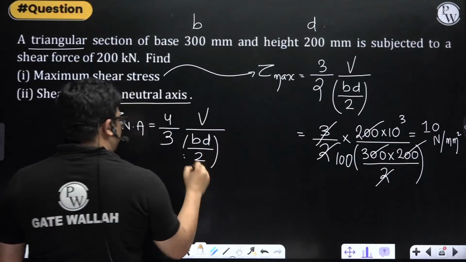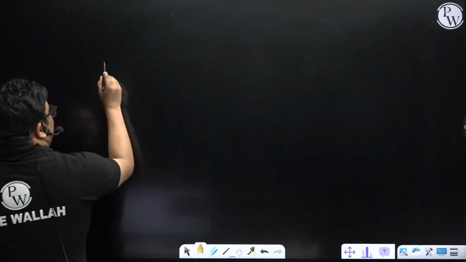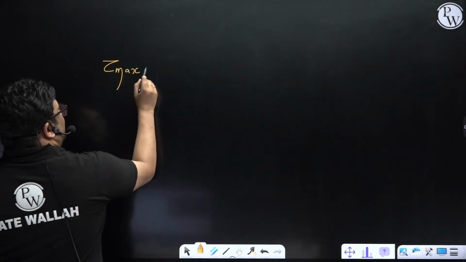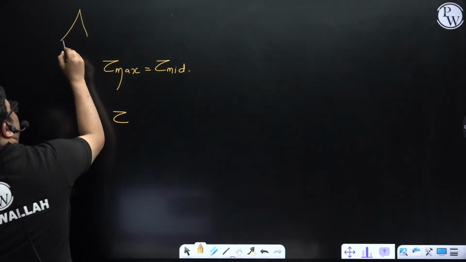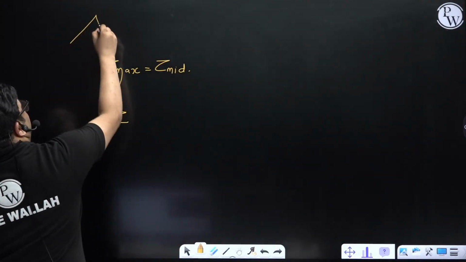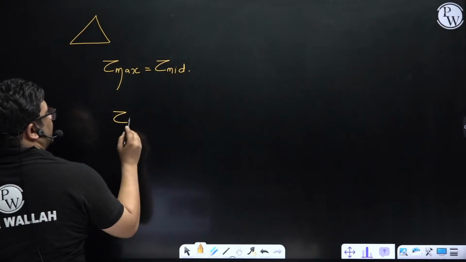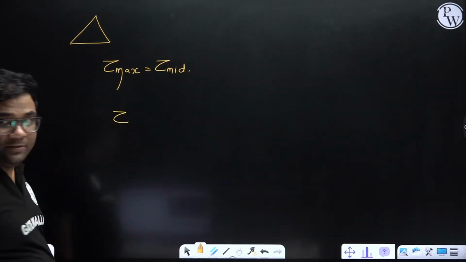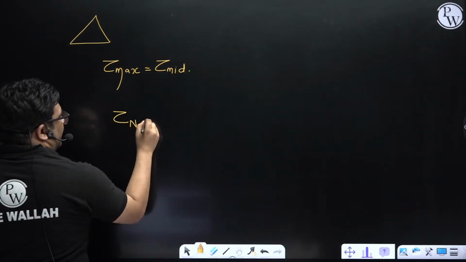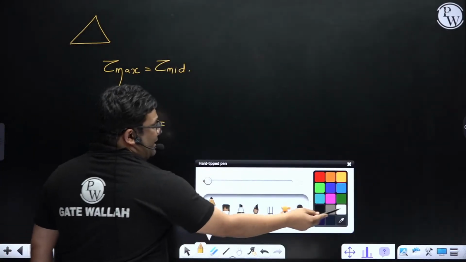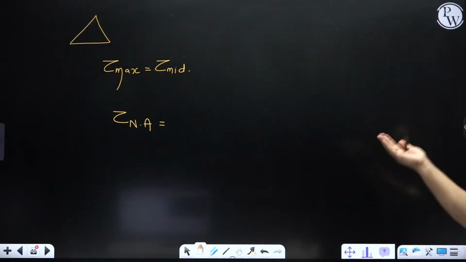Now students get confused. Now I'll tell you. They get confused that the maximum one occurs at midspan. Okay, very good. For a triangular section, the maximum one will occur at midspan. And then for neutral axis, okay. Students get confused that where it is 1.5, where it is 4 by 3. Where it is, very easy, you see now.